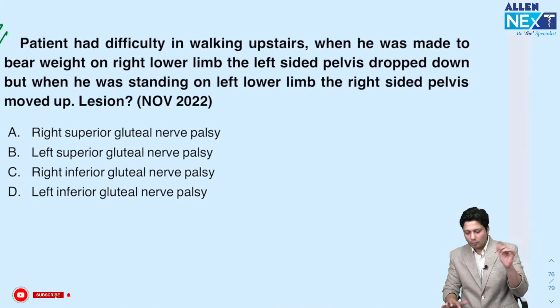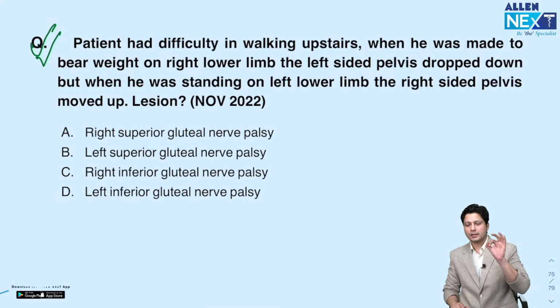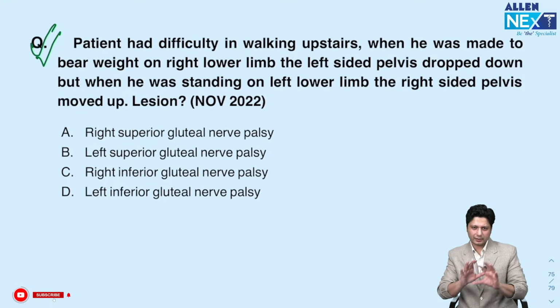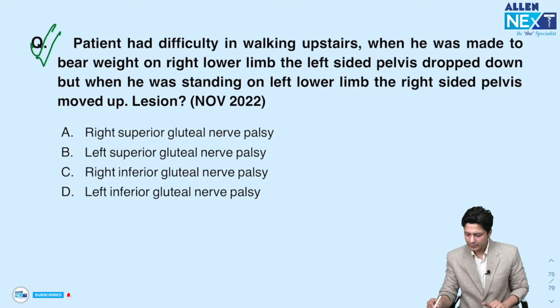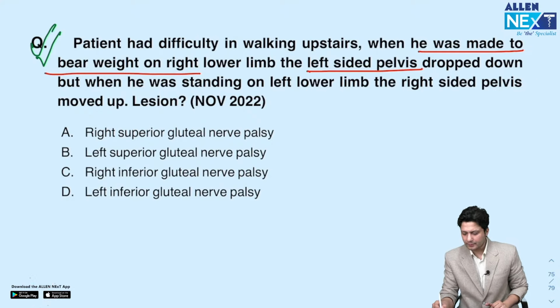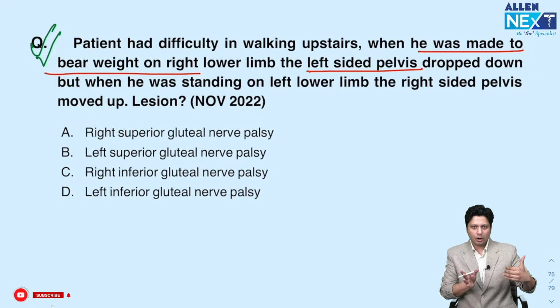Now, if you go back to the question which was asked, this is not the first time they have asked it. They asked this question in JIPMER 2015 also. A patient has difficulty walking upstairs. This is the complaint with which he came. When he was made to bear weight on the right lower limb, the left side of the pelvis dropped down.